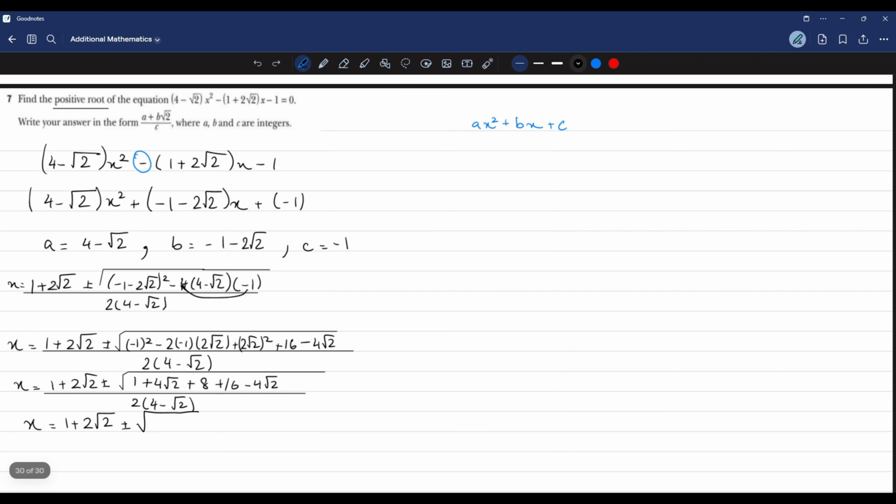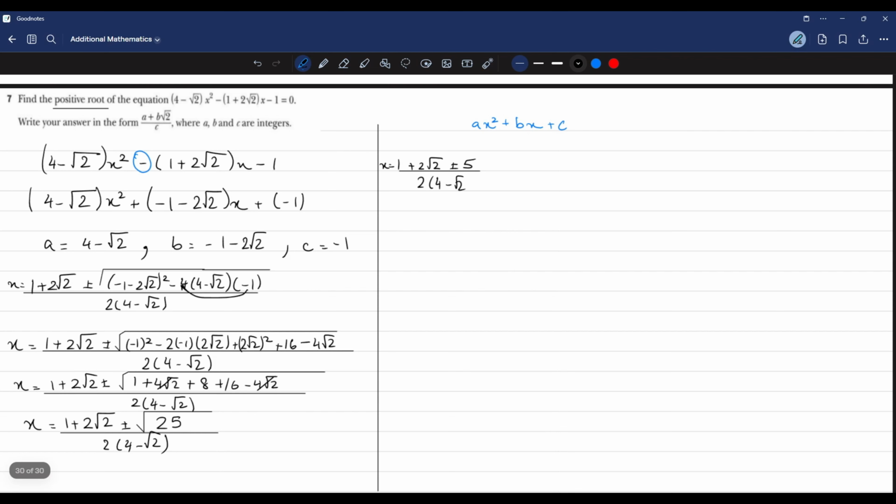plus minus the square root of would be 4√2, and positive 4√2 cancels down. 8 plus 16 plus 1 is equal to 25. So 25 here, divided by 2 multiplied by (4 − √2). Now basically, I would get something like x is equal to 1 + 2√2 plus minus 5 divided by 2 multiplied by (4 − √2).